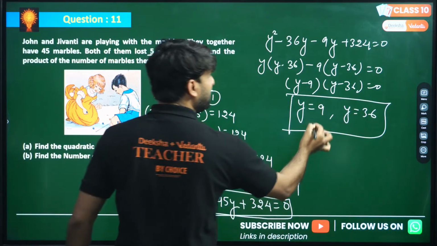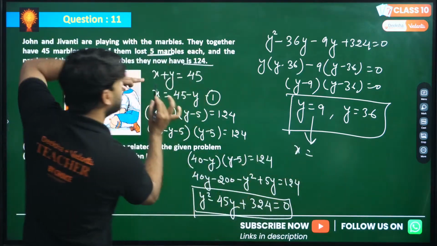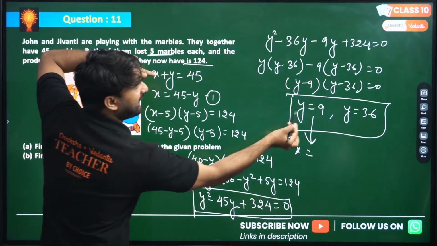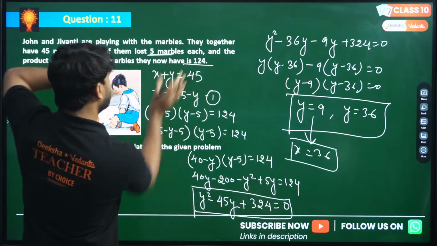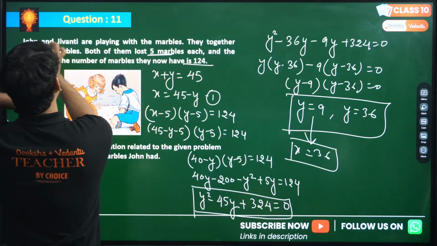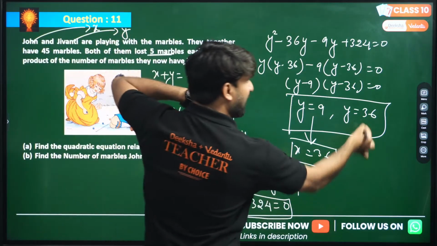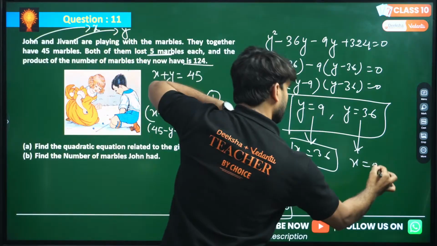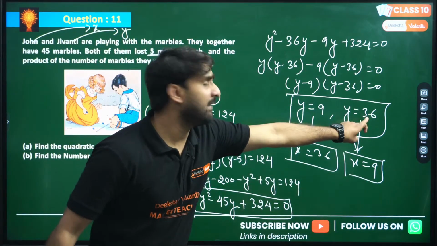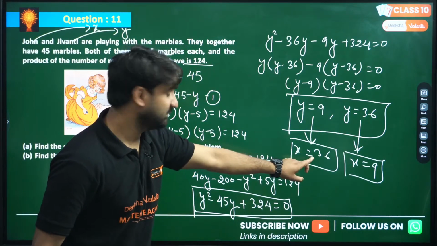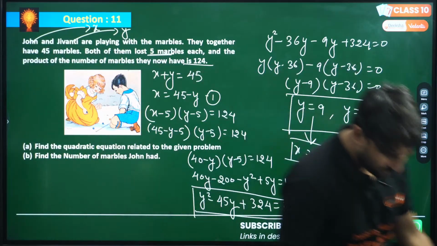So if we assume y is 9, so x will be what? The sum of x plus y is 45. So if we take y as 9, x will be 36. Is it clear? We have taken x for John and y for Jivanti. Okay, and if we take y as 36, x will be 9. If John has 9 marbles, Jivanti will have 36 marbles. If John has 36 marbles, Jivanti will have 9 marbles. This is the answer. Very good question.